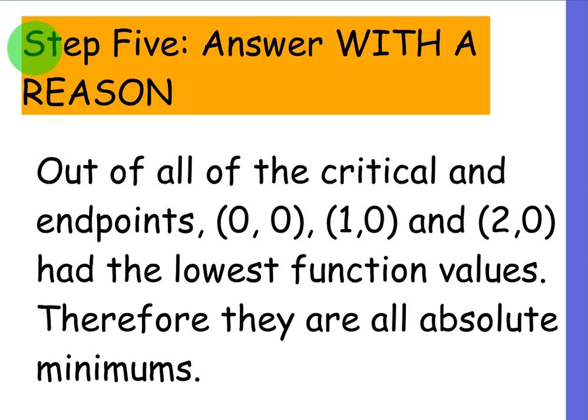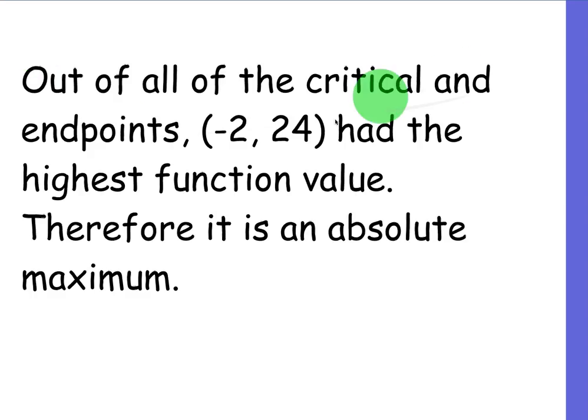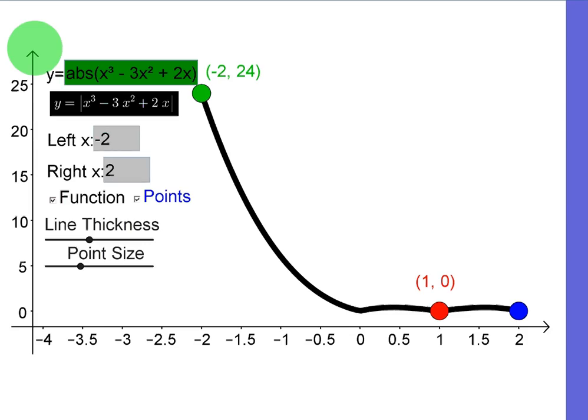So let's answer with a reason. Out of all the critical and endpoints, (0, 0), (1, 0), and (2, 0) had the lowest function values, therefore they are absolute minimums. And out of all of the critical and endpoints, (-2, 24) had the highest function value, therefore it is the absolute maximum. So let's take a look at this function. We can see that these 3 points down here, and I'm not sure why the third one wasn't shaded in, all had the same y value of 0, and therefore these are all absolute minimums. And our left endpoint had the biggest y value, so it's the absolute max.